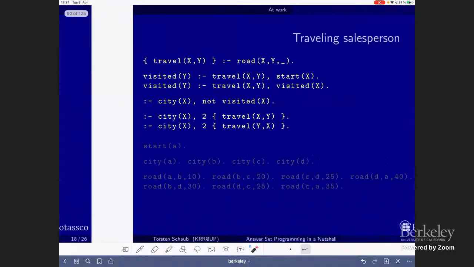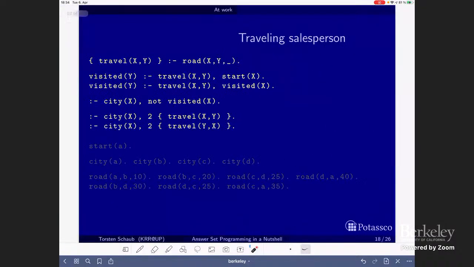Okay, now let's look at the encoding of this. So the first rule says, actually, whenever I have a road, I can decide to travel on this or not. Keep in mind such a choice, right? So opening brace, closing brace stands for law of the excluded middle. Either I make this true or I make this false. I treat this then more or less as in classical logic. I can choose true or false.